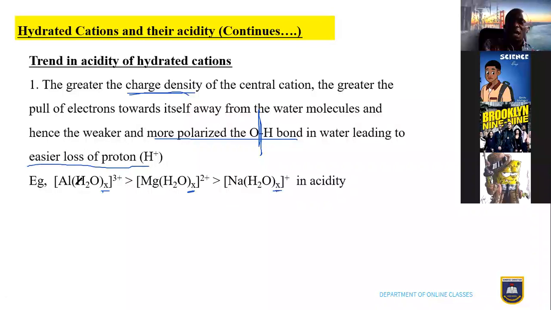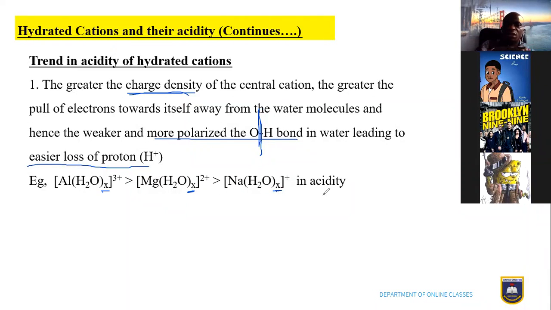So you can see the order I've written here. Aluminium is greater than magnesium, and magnesium is greater than sodium in terms of acidity. So hydrated aluminium cation is a stronger acid than hydrated magnesium cation, and also stronger than hydrated sodium ion. Why? Because aluminium has the greatest charge among the three: aluminium, magnesium, and sodium. It has the greatest charge, yet the smallest size.